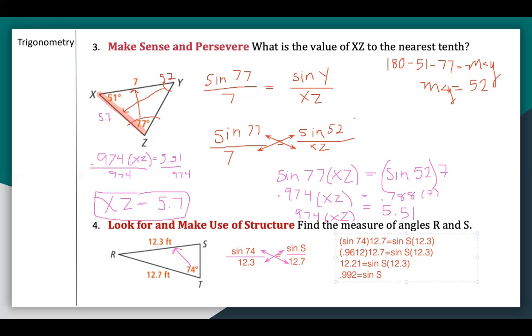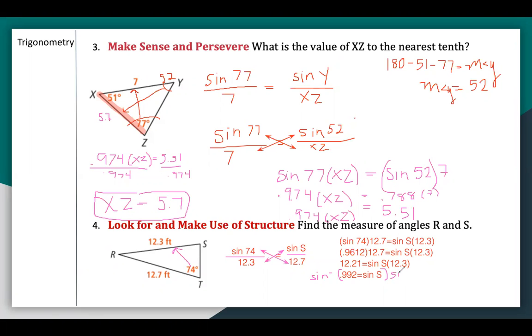0.992 is equal to the sine of s. And now at this point, again, back to what I was referring to earlier. Now I have the sine of s to be 0.992. Well, to get the s out of the sine function, I need to take the inverse of sine.